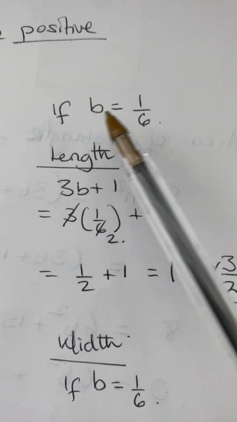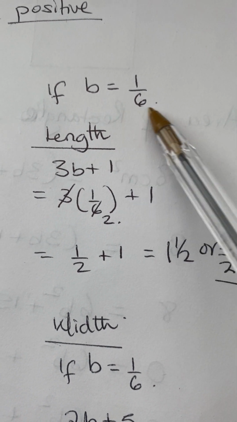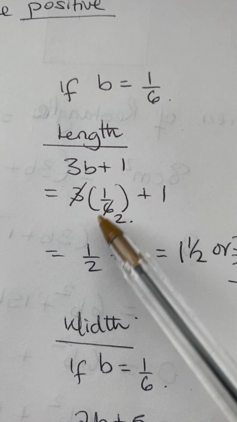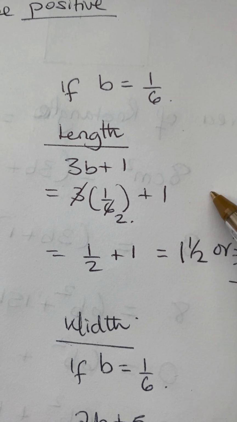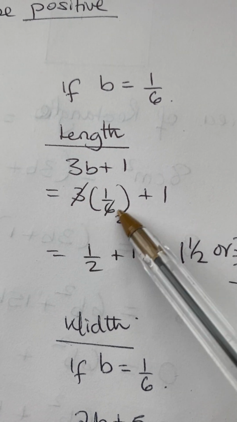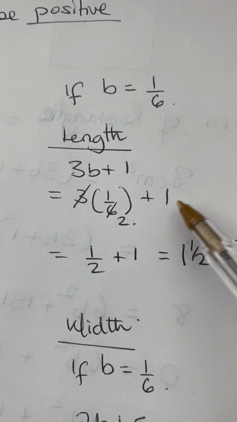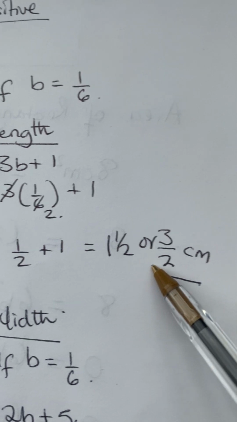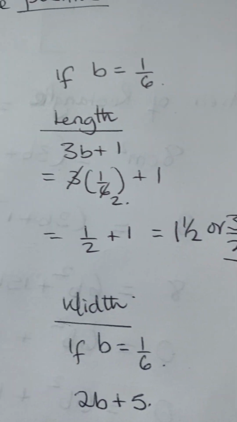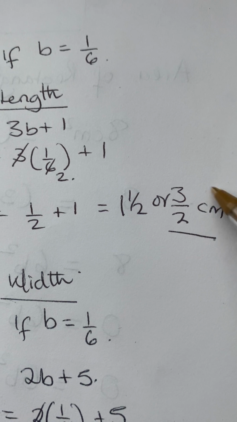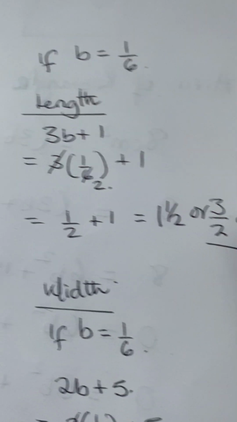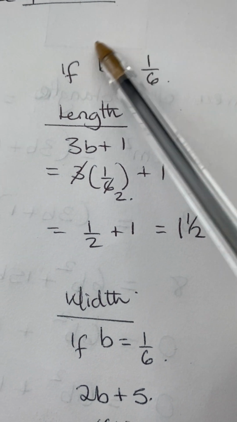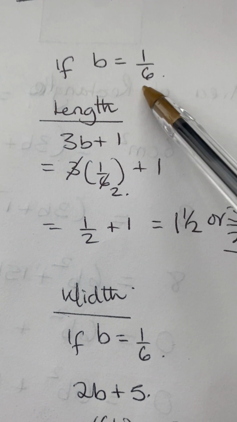So you can't choose that value of b. Now let's look at the value of b if b is 1/6. So 3b into bracket 1/6 plus 1. So if 3 cancels 6, you have half plus 1, which is 1.5, or 3 over 2 centimeters. So the length equals 3 over 2 centimeters. This is how we should find the value of b. So we can go by b equals 1/6.